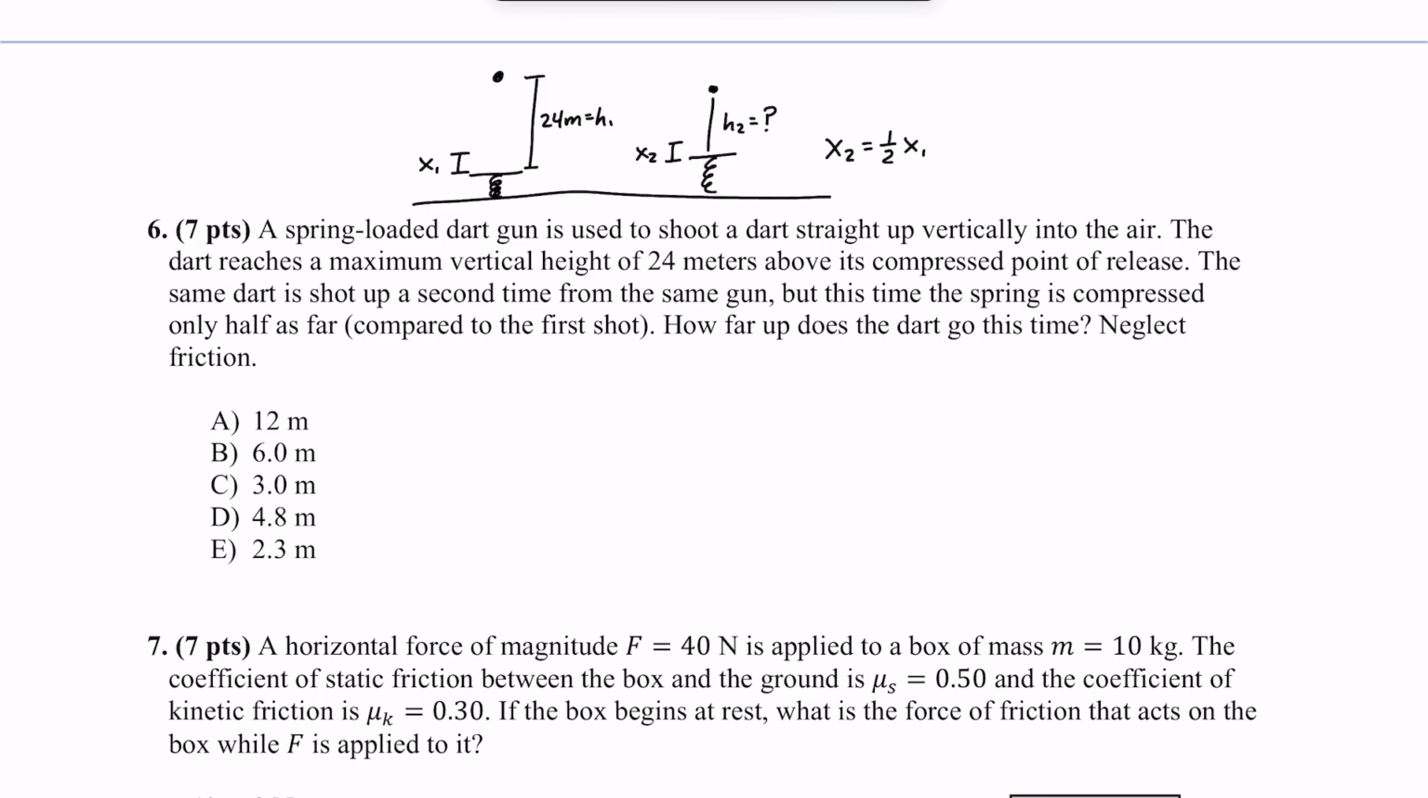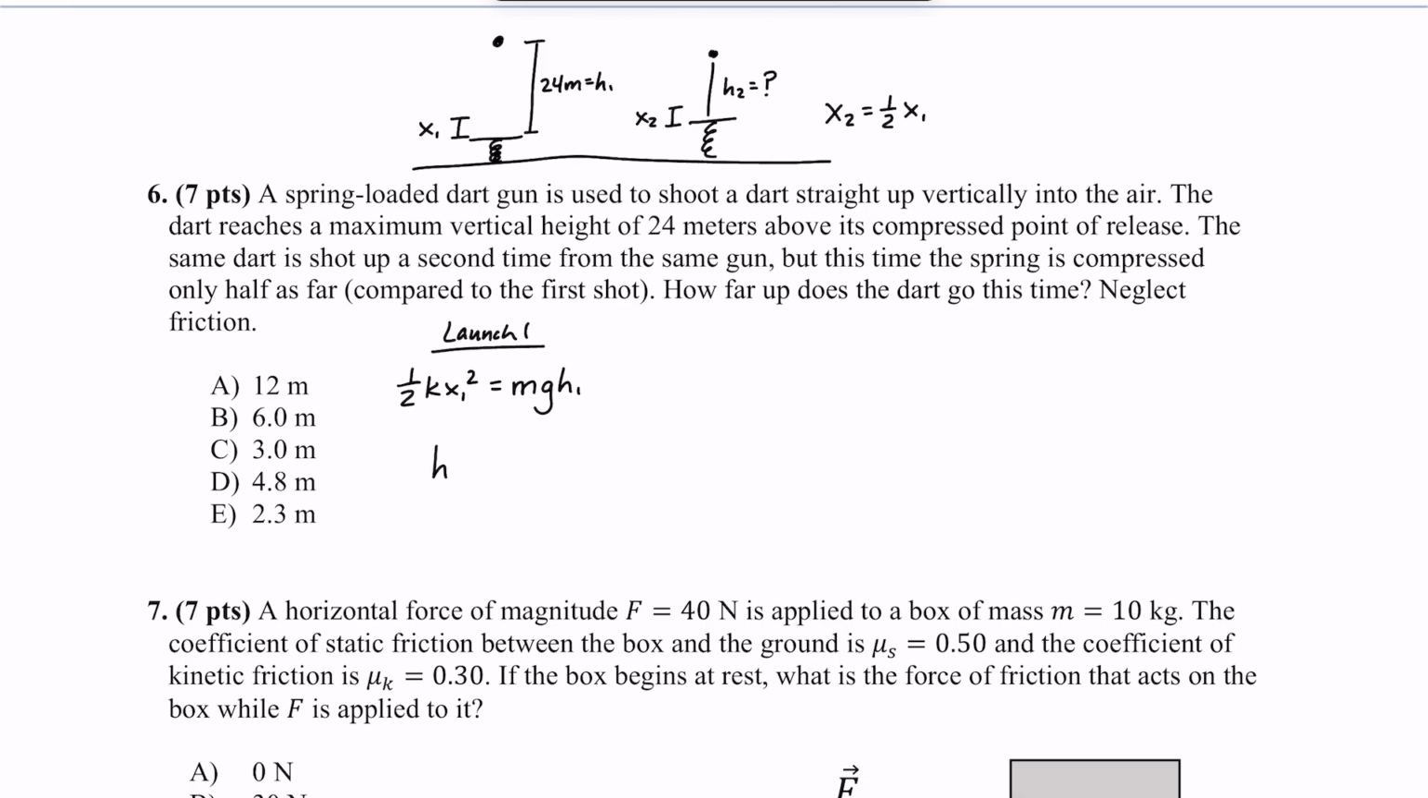When the spring is compressed, it only has elastic potential energy, and when the ball reaches the top point, it only has gravitational potential energy. So we could say for launch 1, our initial elastic potential energy is equal to our final gravitational potential energy. And if I were to solve for h1, I'd have 1/2 k x1 squared divided by mg, and that whole thing we're told is equal to 24.